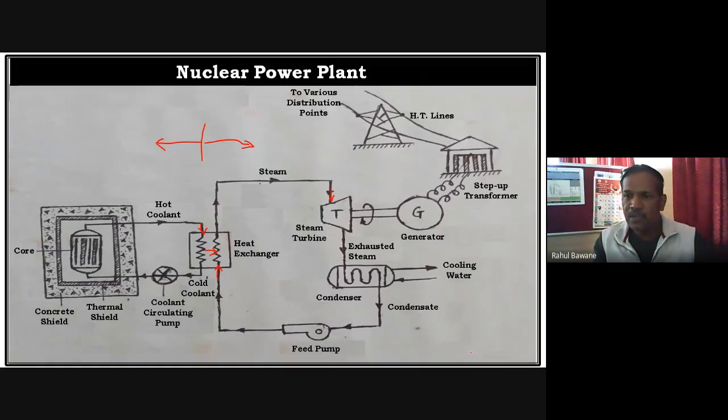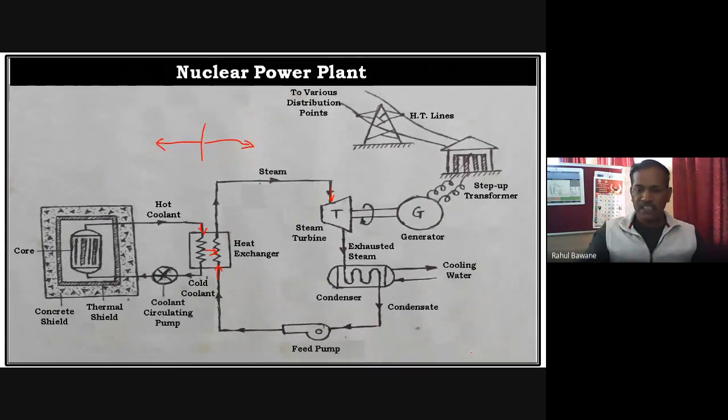This generated power is then sent to the step-up transformer unit, where it is stepped up to reduce transmission losses, and with the help of HT lines, high tension transmission lines, it is distributed to various distribution points. Now the exhausted steam from the steam turbine is passed through a condenser, where cooling water extracts the heat of that exhausted steam, and that steam is converted into liquid form, called condensate. This condensate is again fed back to the heat exchanger by using a feed pump. So this is the working of a nuclear power plant.